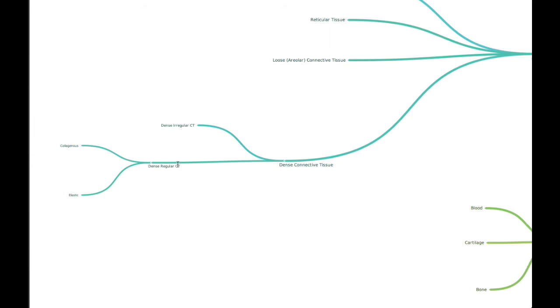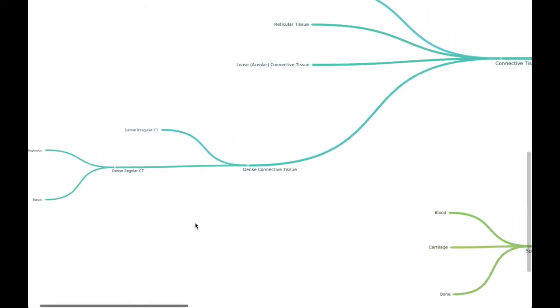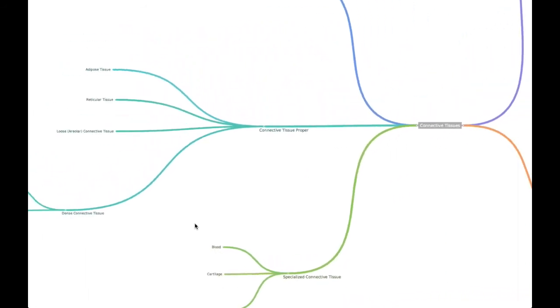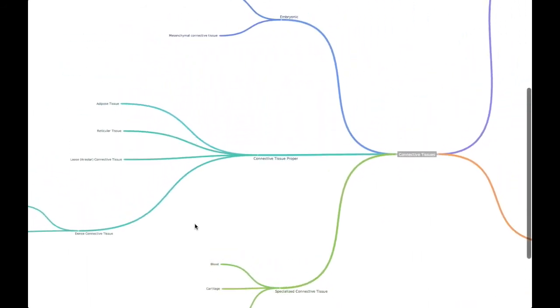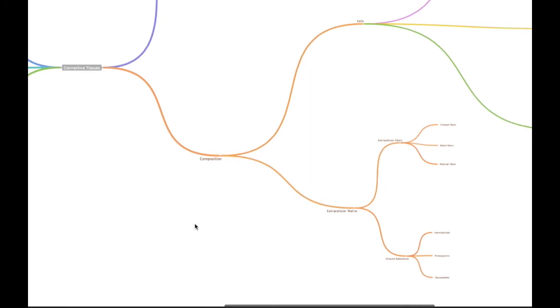Now, dense irregular is what makes up our dermis, our organ capsules, and our periosteum and perichondrium, while dense regular tissue breaks down into two further categories of collagenous, things like tendons and ligaments, and then also elastic, which are things like the nuchal ligament and the ligamentum flava. So these are the three main types of connective tissue. But now let's cover what connective tissue is actually made of.